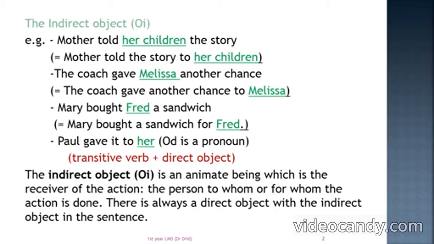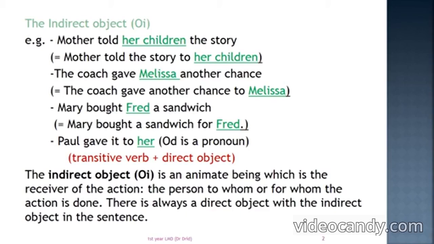I return to my sentence. Mother told her children the story. Mother told what? The story. To whom? Who received the action of telling the story? Her children. Right. We can say also, mother told the story to her children. It means we reverse the position of the direct and the indirect objects, and this is correct. Now, her children is always the indirect object, even if we change its position.